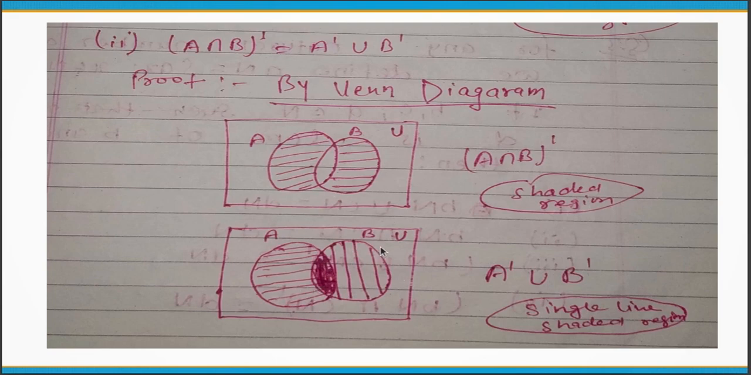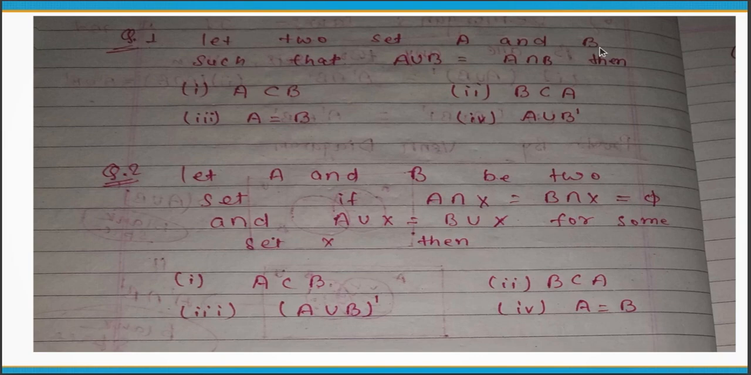Now another is A dash union B dash. A dash, we left out A, left out B, then this remains again. The A in this is the union. Then it is calculated and the blank space is calculated. It is the single-line shaded region. Then union, leave out A, leave out B, take their union. I hope you will understand.